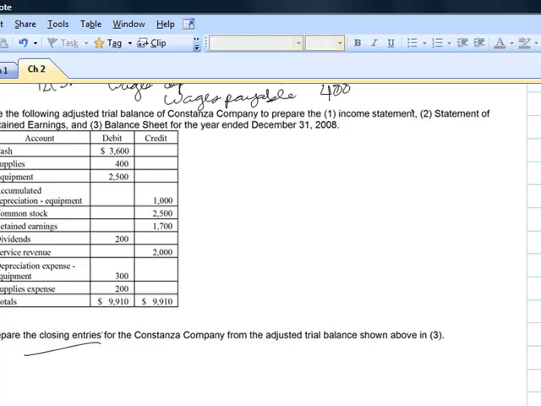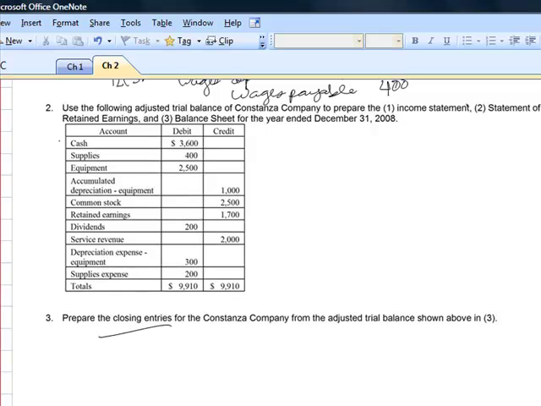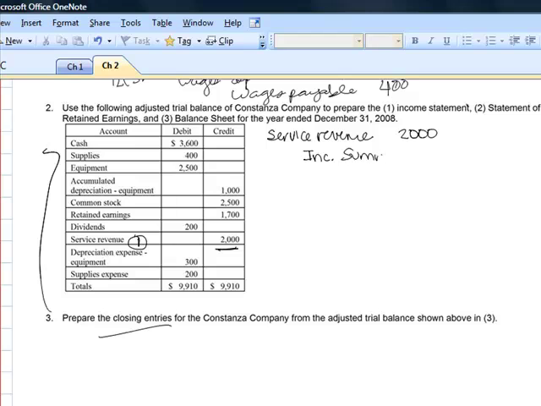Prepare closing entries. Here is our adjusted trial balance, so we need to figure out what we want to close out. Step 1, close out our revenues, and I only see one revenue account. It's service revenue. Remember that revenues are always recorded on the right, so to close them out, we need to debit service revenue for 2000. Service revenue is going to be debited for 2000, and I'm going to close that out to income summary for 2000. That's step 1.